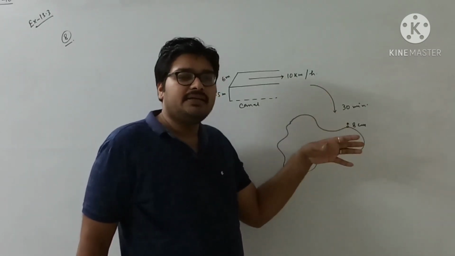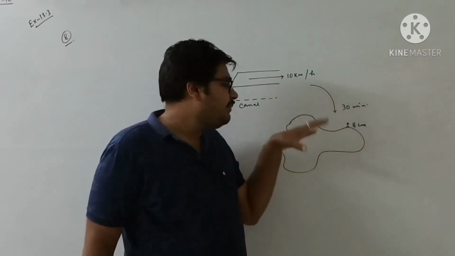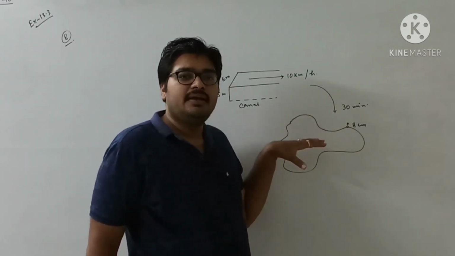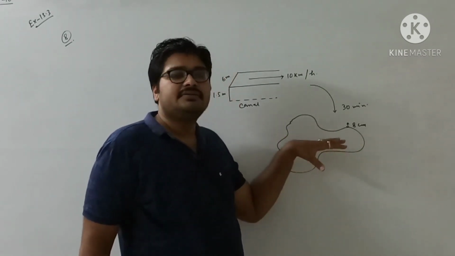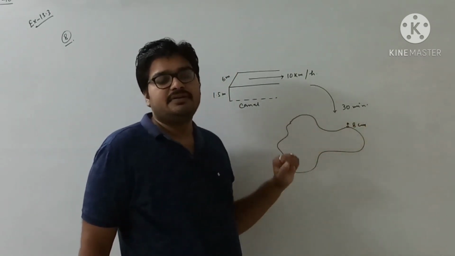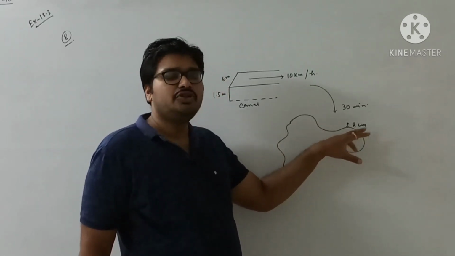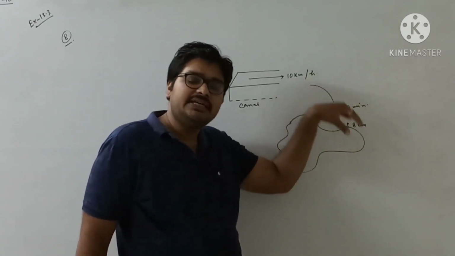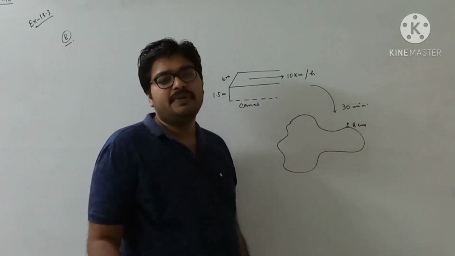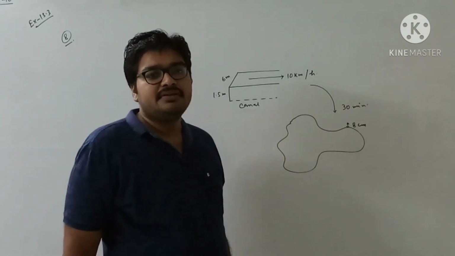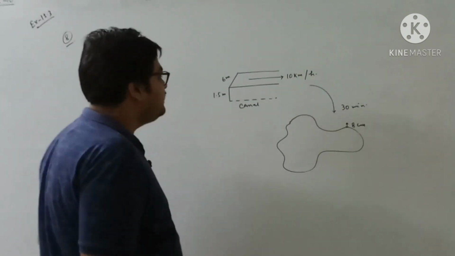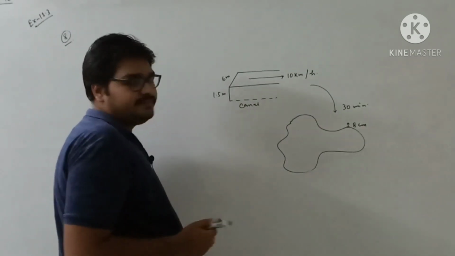So that water came on the ground and has taken some area with some height, 8 centimeter. So this base area into 8 centimeter should be equal to the volume of the water that came in 30 minutes. So by solving I will get the base area. Correct? But before that I have to change the units.